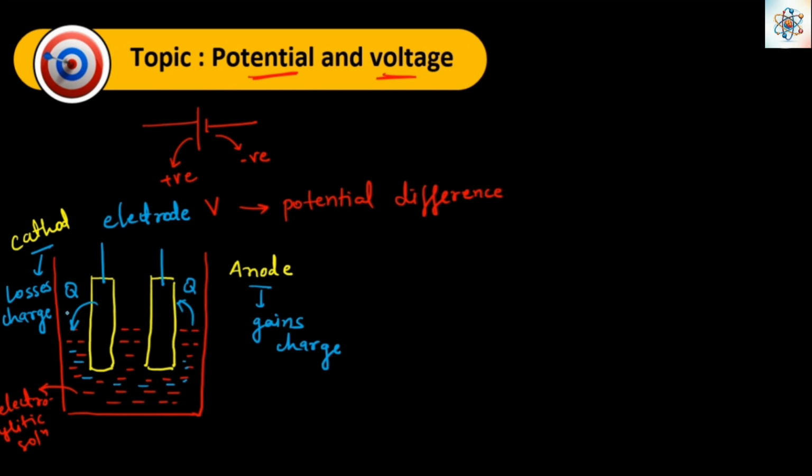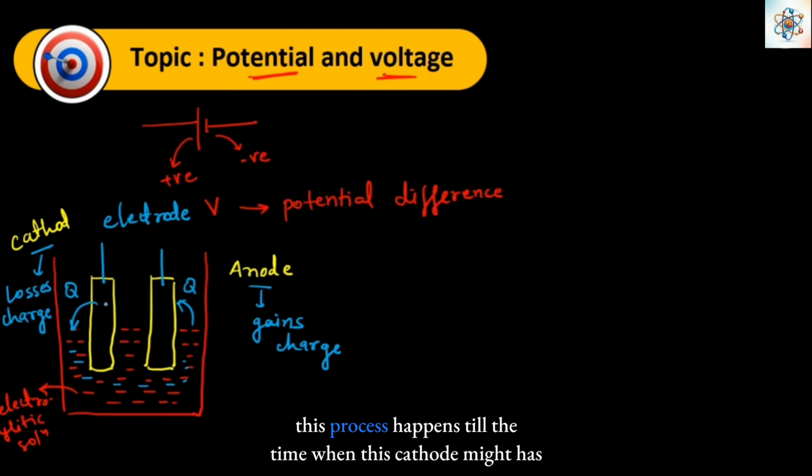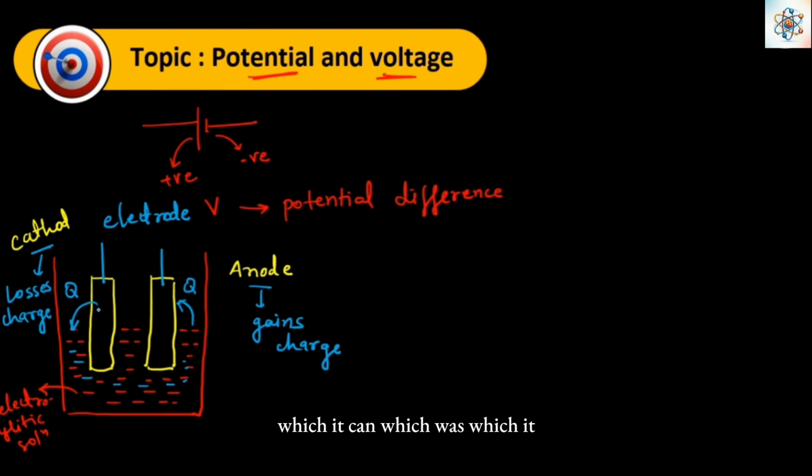This process happens until the cathode has lost all the charge which it was capable of losing. Then the battery stops working.